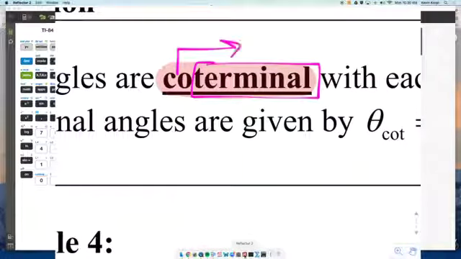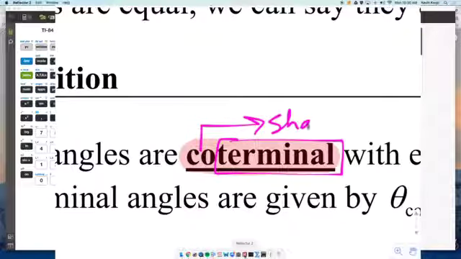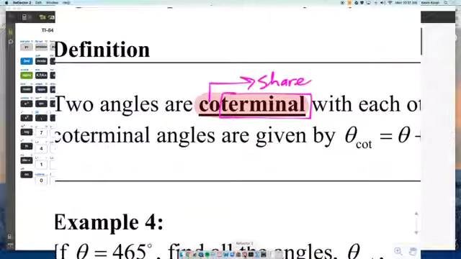What does co mean? Share. We cooperate. We share operate. We're two surgeons, and we go in and we cooperate. He does the cutting open, and I do the sewing up. We cooperate. We share the surgery. Cohabitate. We share our habitation together. Sharing is caring. All right, so two angles that share a terminal ray are called what angles?